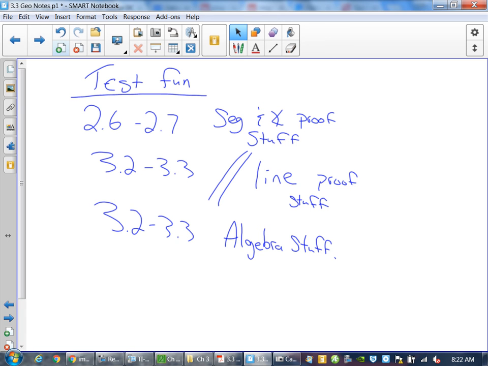What I want you guys to reference here is the segment and angle stuff that we've been doing since we first started doing proofs: your midpoints, angle bisector, things like that, things that we've done quizzes on, things that we've done plenty of work on. You have every single bit of information we've ever done on that.